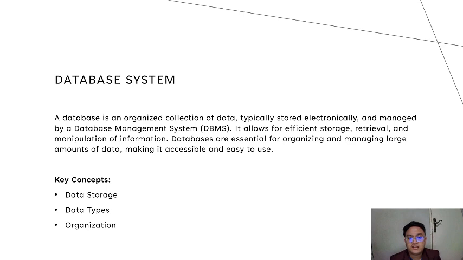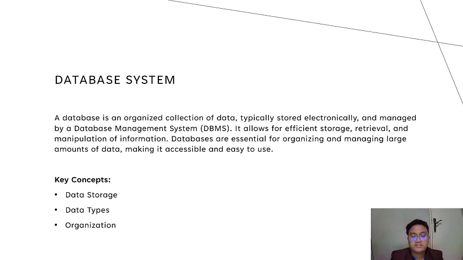Some key concepts that can be found in a database are data storage, data types, and also organization. Databases store their information in a structured format, often organized into tables with rows and columns. They can also store various types of data, including text, numbers, images, videos, or other files. And databases are often designed for organized access, management, and modification of data, making it easy to retrieve and analyze information.